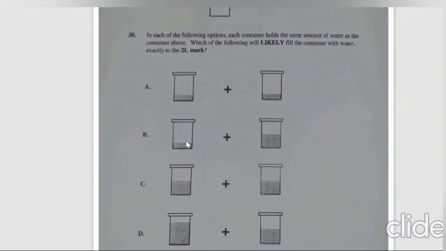We have a quarter of the container and half. That would be like 3/4 of the container. We have half and half. That looks good because 2 halves gives us a whole. So half would be 1 liter, another half would be another liter, 2 liters. And this one has 3/4 and half, which would exceed the amount that the container could hold. So our correct answer would be half plus half gives us a full container of 2 liters.